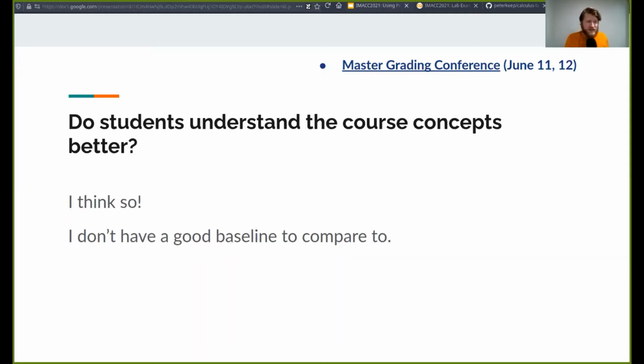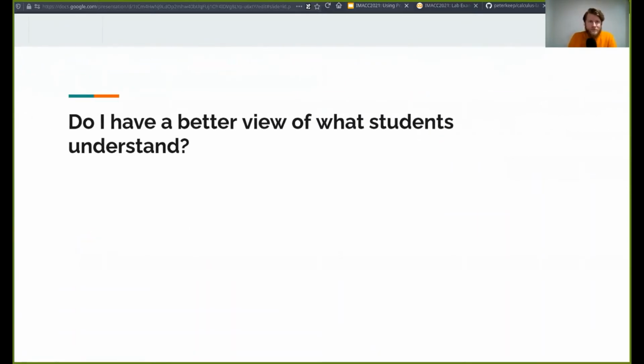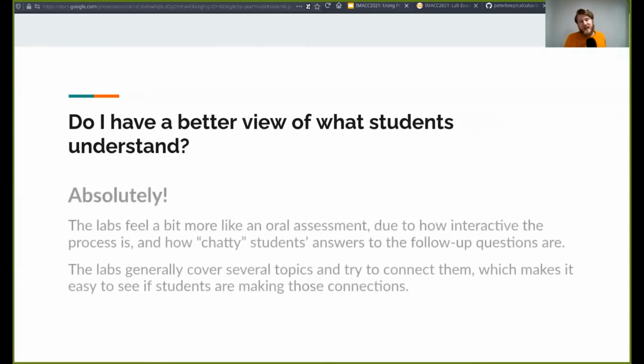I'm planning on using that as some motivation to switch most of my classes over to the mastery setup so that I will have a better job of knowing how well students understand specific course concepts. So, okay, could we figure out if I have a better view of what students understand? I think that's absolutely true. I do. The labs have been like an oral assessment, which I've been wanting to do anyways.